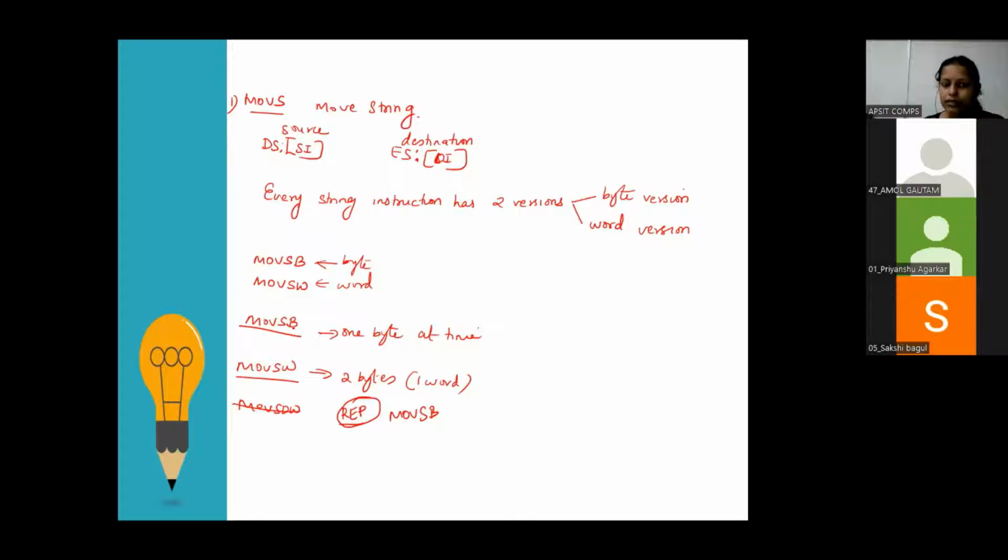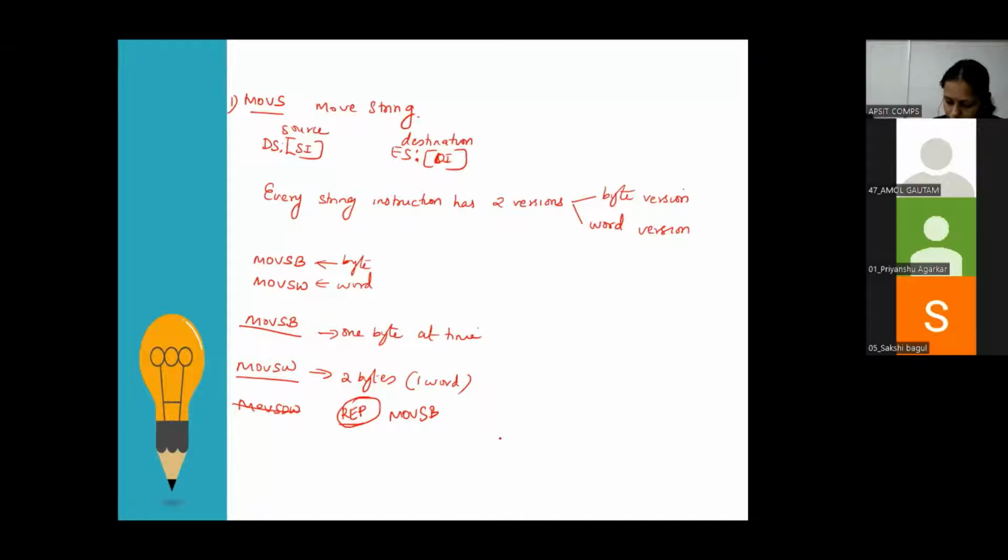What you have to understand right now is MOVSB is the byte version, which is used for transferring only 1 byte at a time. MOVSW is the word version, where you can transfer 2 bytes at a time. But if you want to transfer larger blocks of data, you will have to use the prefix REP with MOVSB or MOVSW. That's up to you. By using the REP prefix, you will be able to move larger blocks of data.